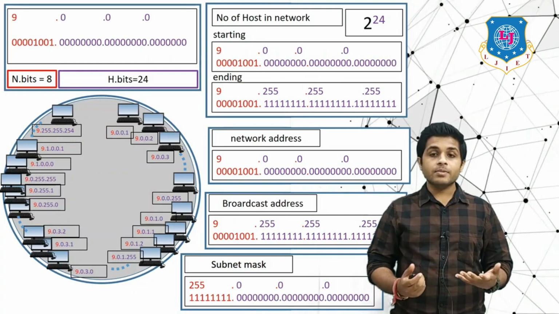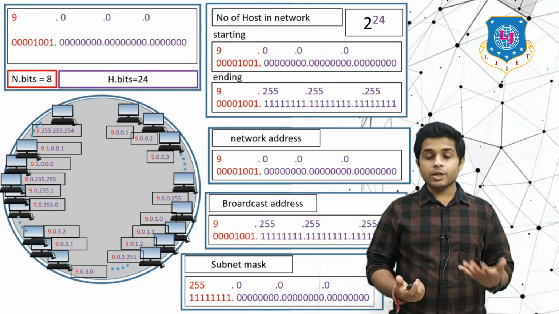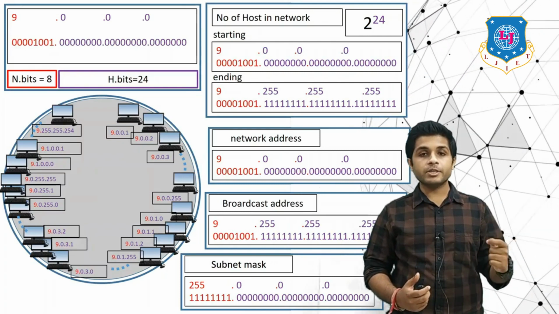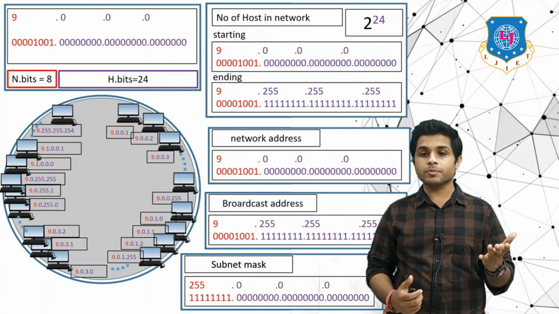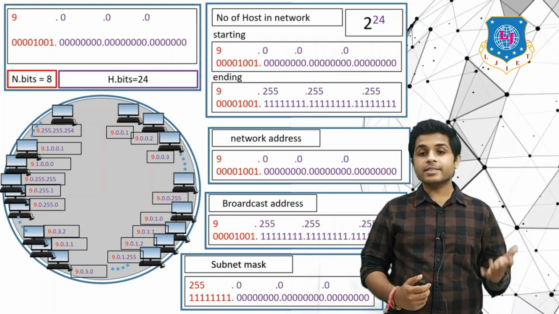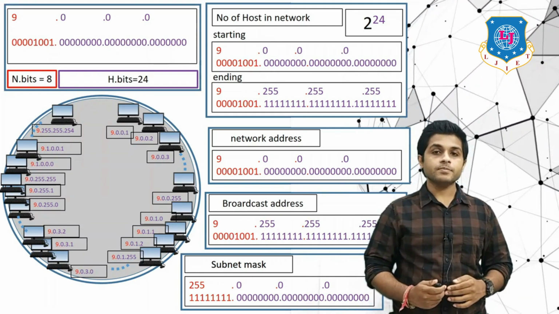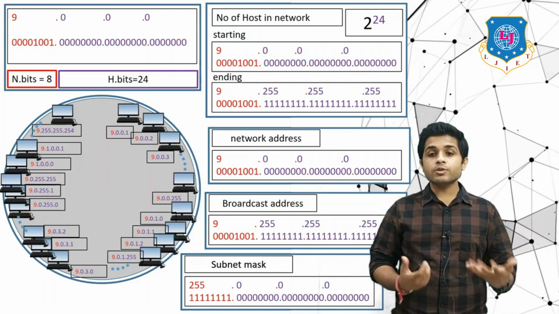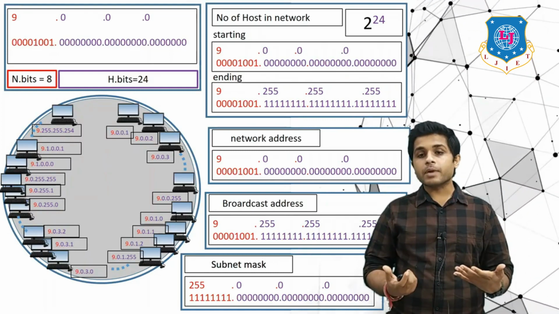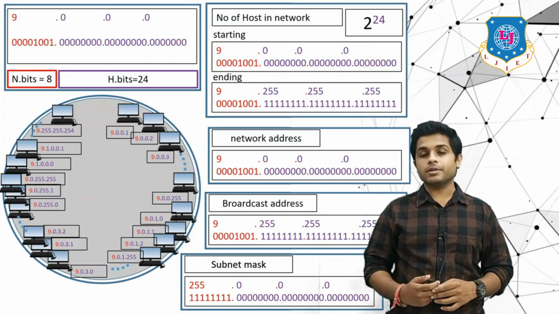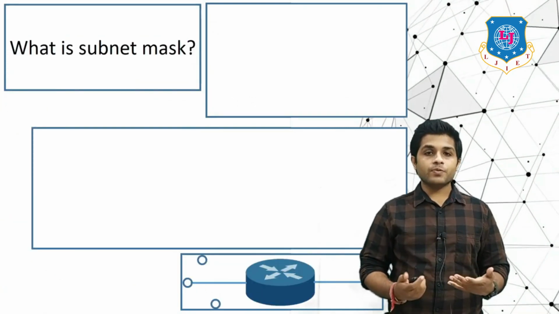Now let's see the value of the subnet mask. To find the value of the subnet mask, we set all the network bits to 1 and all the host bits to 0, and you will get the subnet mask, which is 255.0.0.0. So what is the use of the subnet mask? Using the subnet mask, the router can find the network address from the IP address. So let's see how it works.